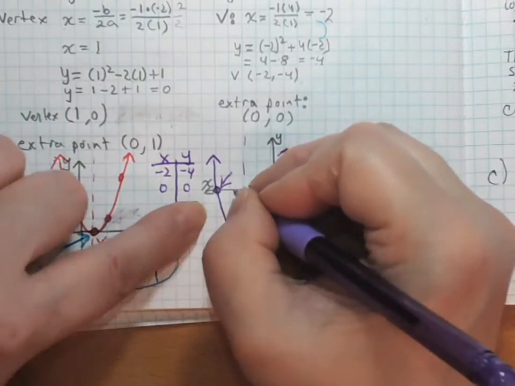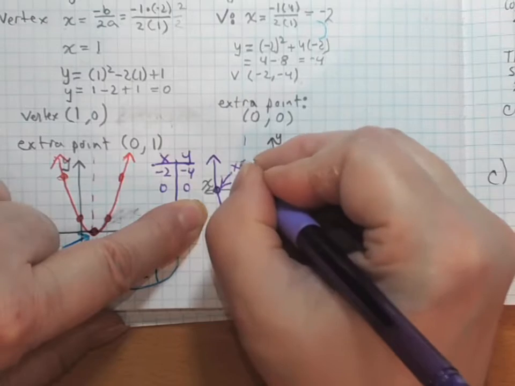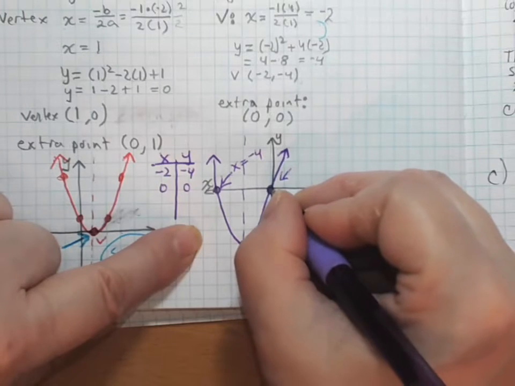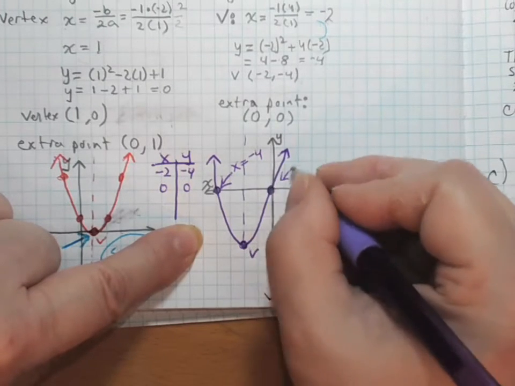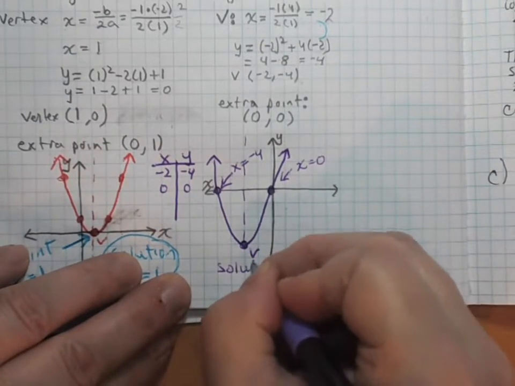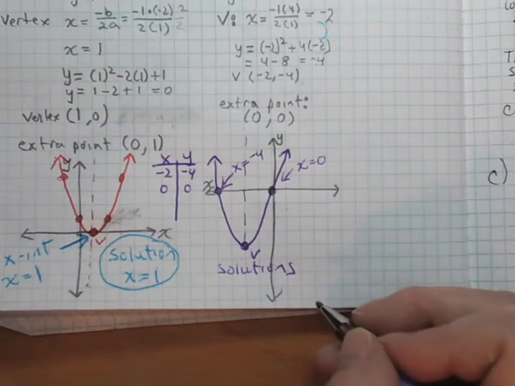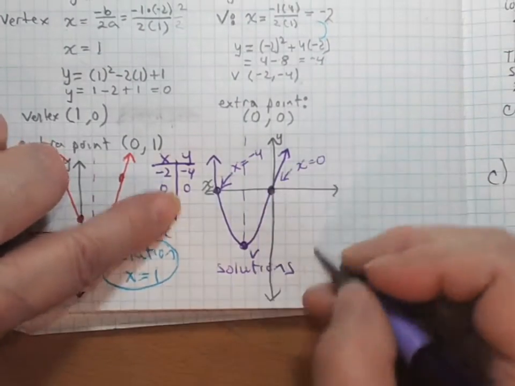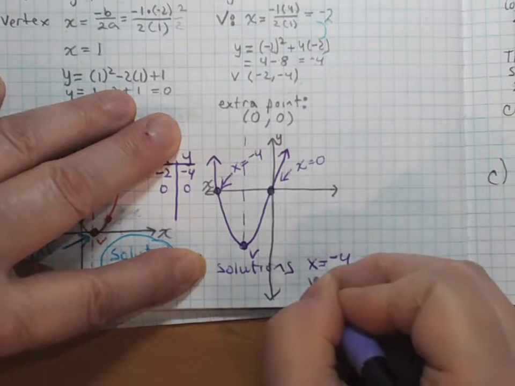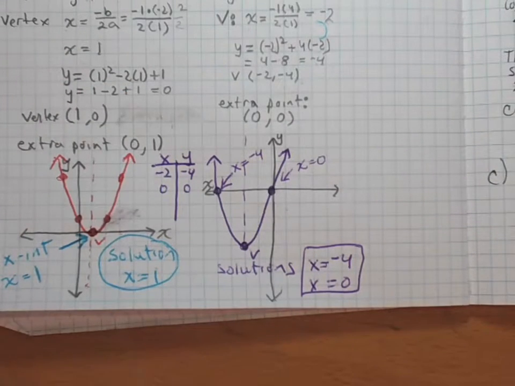So the first x-intercept is when x is equal to, let's count, -1, -2, -3, -4. So x equals -4. And then this one right here is my other solution, and it's at the origin, so that's when x is equal to 0. So what are the solutions to the original quadratic equation, x squared plus 4x equals 0? The solutions are x equals -4 and or x equals 0. We say or, so there's 2 possible solutions.